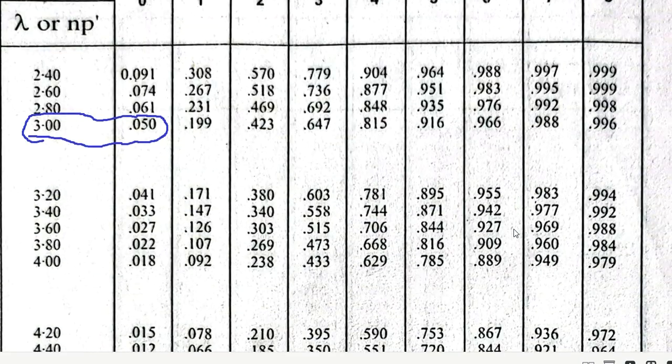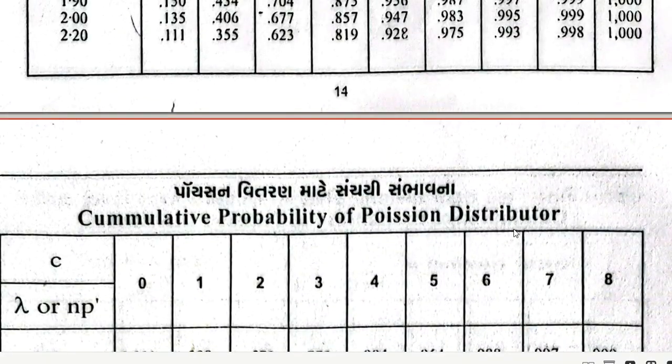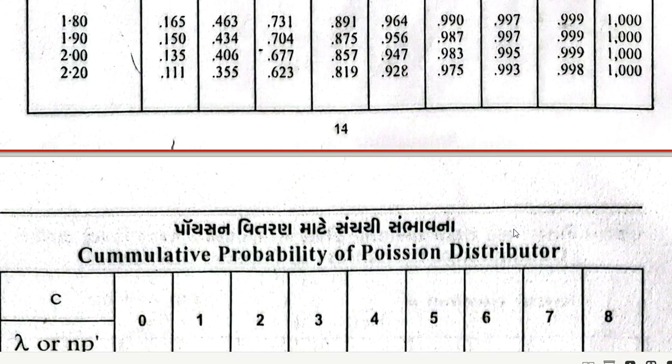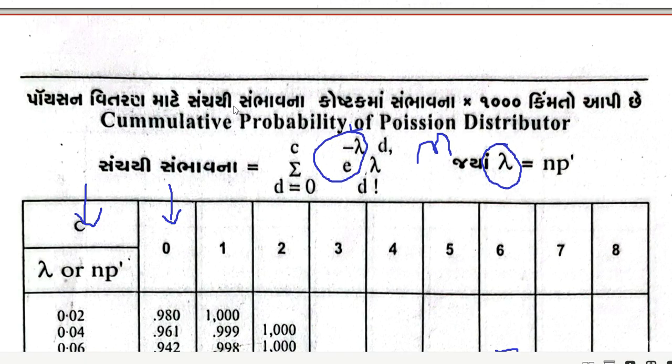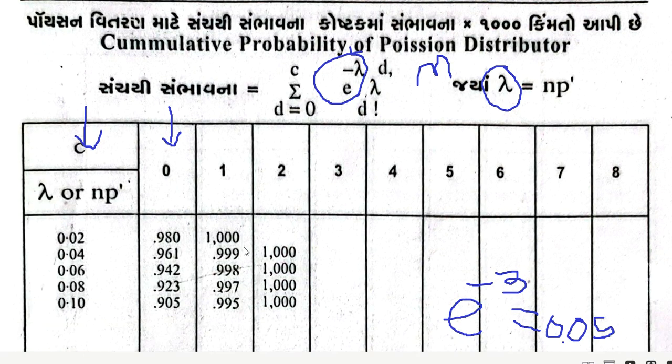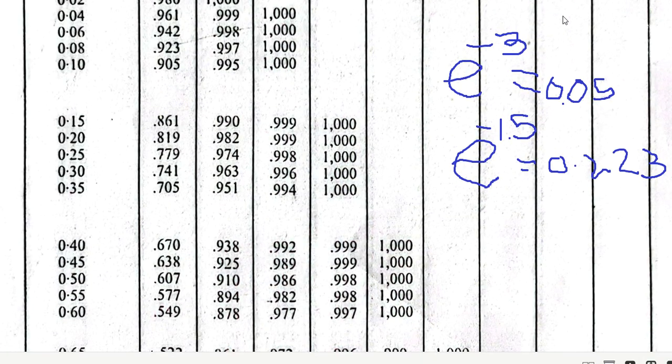Okay. So this is how this table can be used to get various values of e raised to minus m. Kindly remember this table is known as the cumulative probability table of Poisson distribution. In Gujarati, they are writing Poisson વિતરણ માટે સંચયી સંભાવના કોષ્ટક. So this table will be used to find this type of values.